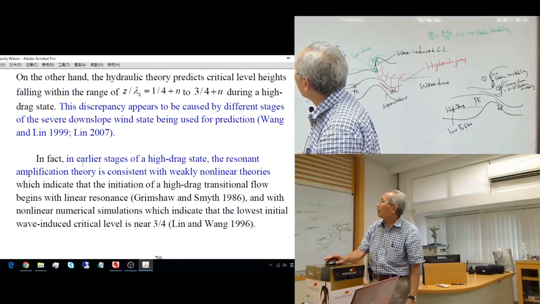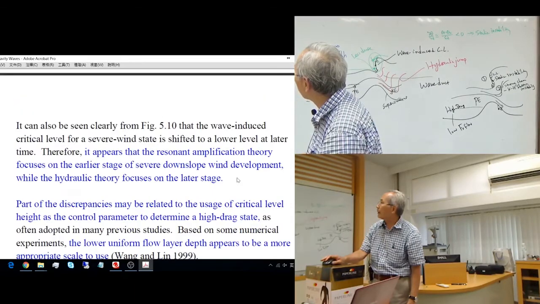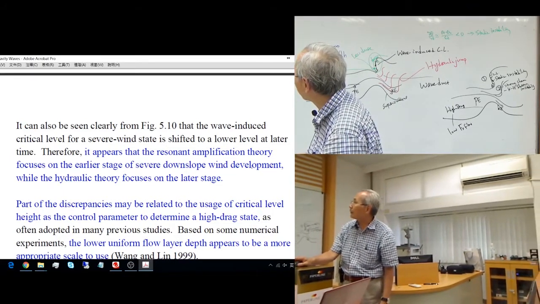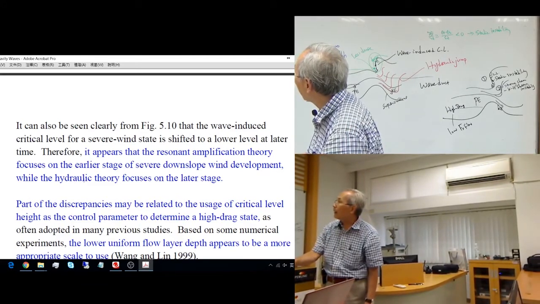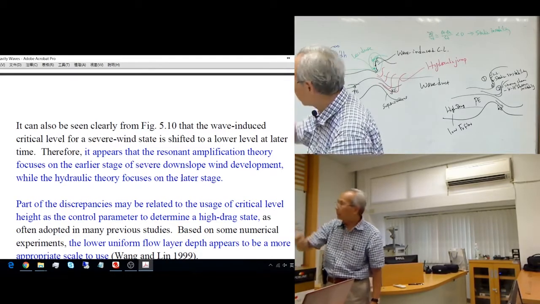So in earlier stages of a hydraulic jump, the resonant amplification theory is consistent with weakly nonlinear theories. It appears the resonant amplification theory focuses on the earlier stage of the severe downslope wind development, while the hydraulic theory focuses on the later stage. Take a note.